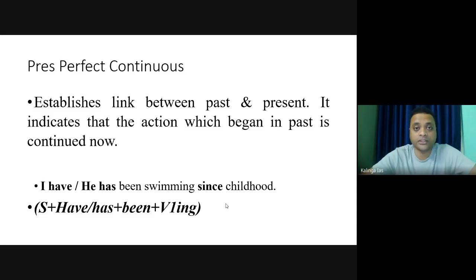The sentence structure is: subject plus have or has according to the subject. If the subject is third person singular number, then has is used, otherwise have. Okay, subject plus have or has, then been, then V-ing. This is the structure of present perfect continuous. Can you give me some example?